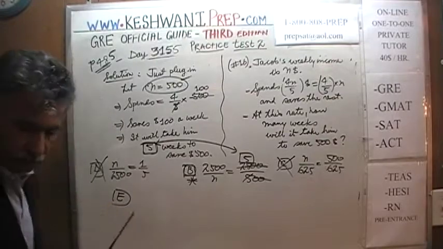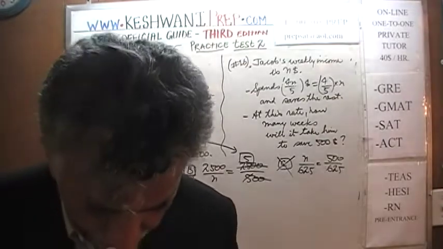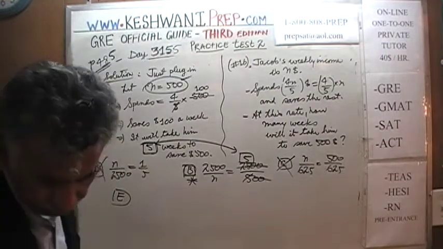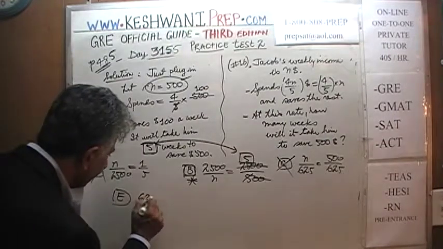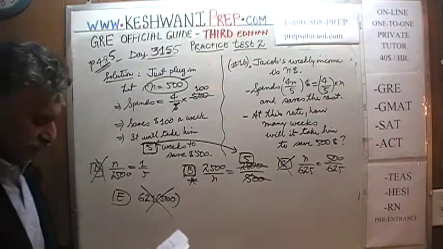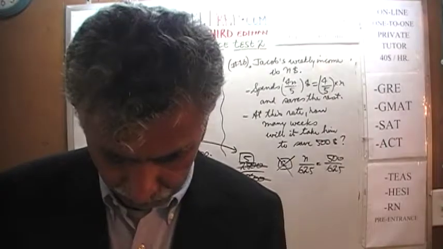And answer choice C, of course, is wrong because they're all wrong except the one that we found. C is a B rather. Answer choice E says 625 times 500. That's not right. The answer is B.